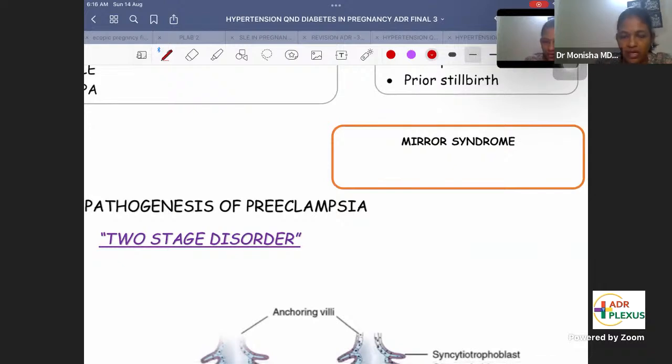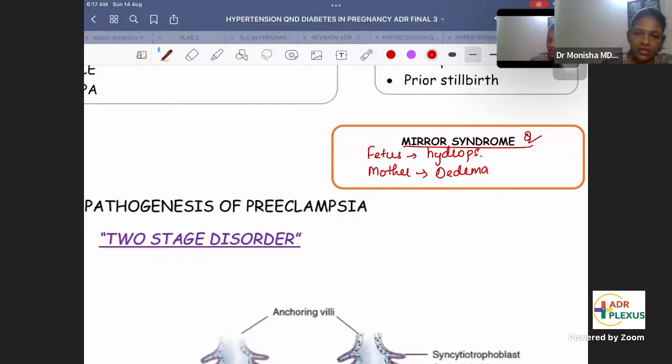What is mirror syndrome? When I say mirror syndrome, the mother will mirror the fetus. That is, the fetus will have hydrops, and the mother will develop edema. The mother will start mirroring the fetus. A hydropic baby has water everywhere: intra-abdominally, in the scalp, intracranially. Similarly, the mother will develop anasarca, generalized edema. So the mother will be reflecting the fetus. That is called mirror syndrome. So this can also be a question.